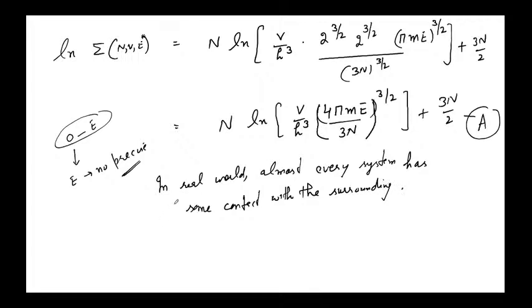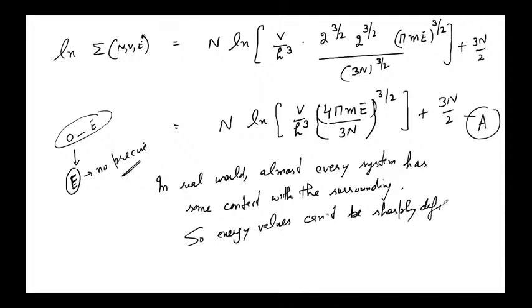So energy cannot be sharply defined. So we cannot sharply define that the system has this precise E value of energy. So energy values cannot be sharply defined. So there is some sort of effective width, that is, the range over which this energy is varying.